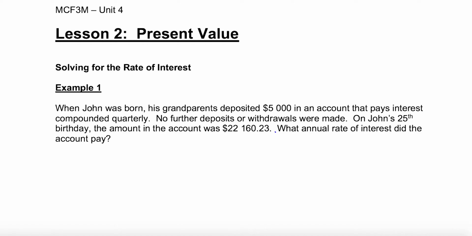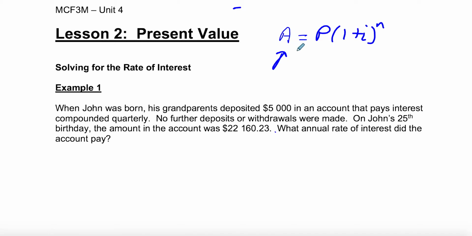Lesson 2 is on present value. It's just a slightly different arrangement of the formula for compound interest. So our formula for compound interest, we had the principal times 1 plus the interest to the exponent n. What we were looking for with our compound interest formula was the final amount.